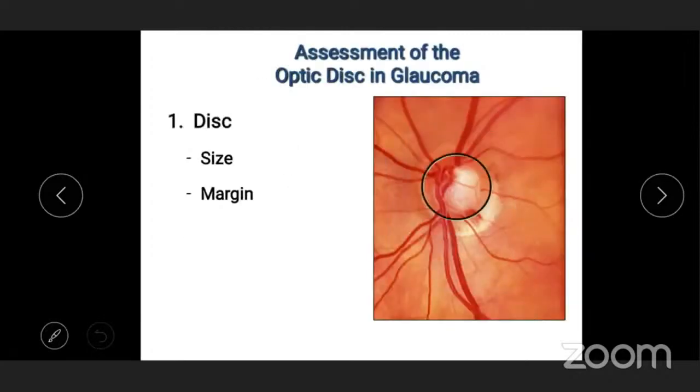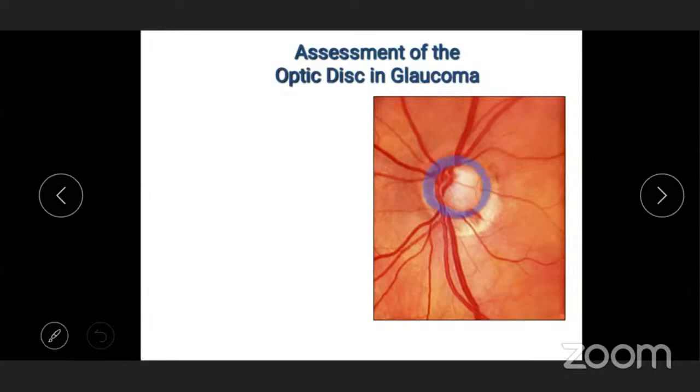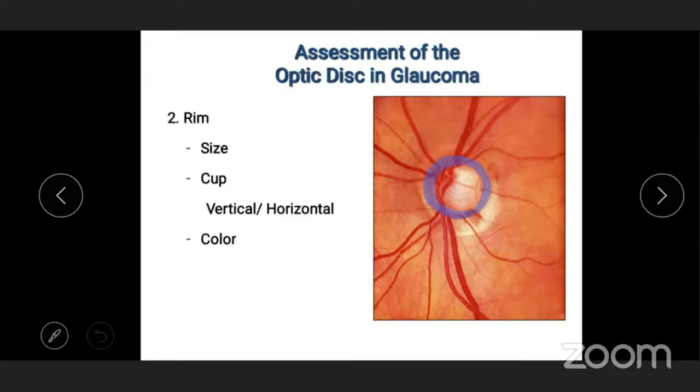So the first thing actually to look at is the disc size and the margin. And this is very easy. Usually the size of the disc, as we know, is about 1.5 millimeters. And this can be measured with the slit lamp measuring tools which are available. Once you've done the disc margin and the size, then the next thing to look at is the rim. If you have the disc margin, the size and the rim dimensions, then the third thing, based on the disc and the rim, is that you calculate the cup. So cup actually is the third thing to look at.